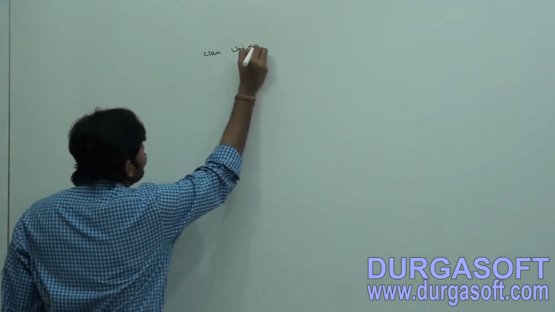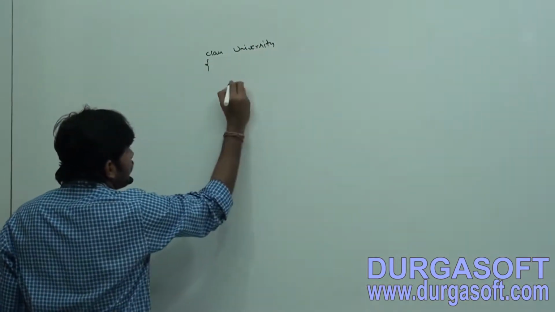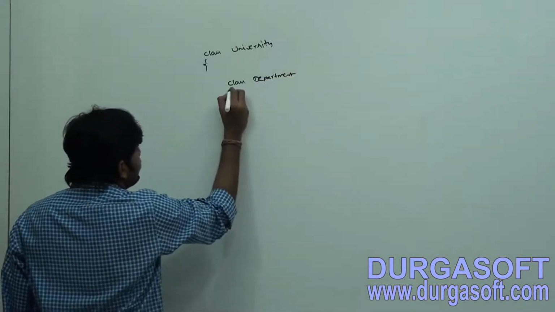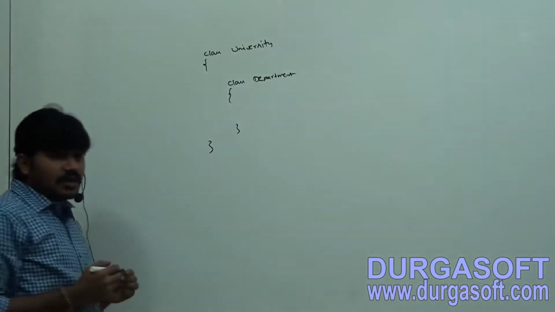Yes. Without an existing university object, there is no chance of an existing department object. A department is always part of a university. If a department is always part of a university, how can you define the department as a separate top level class? It is better to keep the department class as part of the university class. Now observe this: class University, and within the university, class Department.